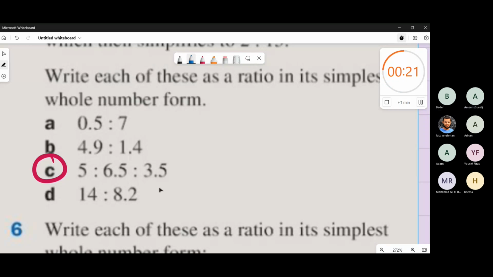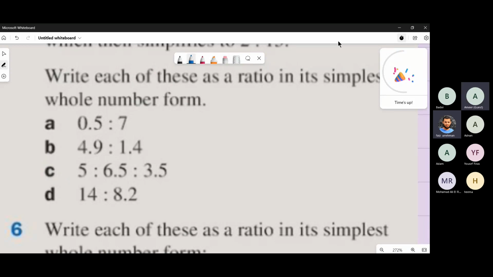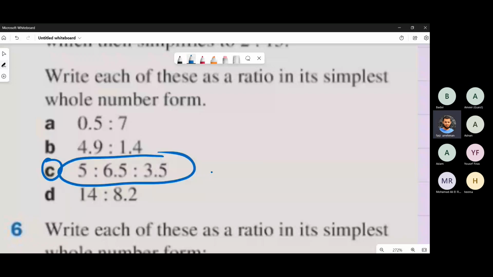Last 20 seconds. Adnan, Badar, finished? Adam finished? Yusuf, Firas? It's easy. Now I will ask Ibrahim: what is the minimum number that I need to multiply by to remove the decimals here? Should I multiply by 10 or 100 or 1000? Ibrahim, this question is for you.